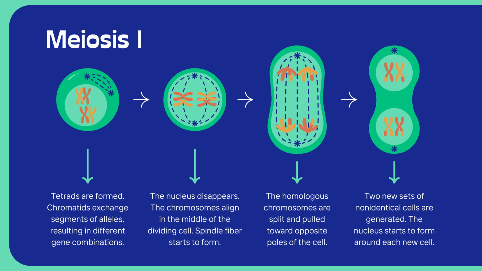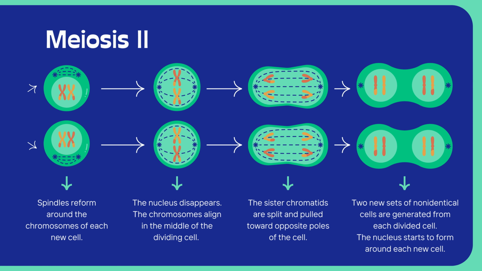Telophase 1. Chromosomes arrive at the opposite poles of the cell, and cytokinesis occurs, resulting in the formation of two daughter cells, each with half the number of chromosomes as the parent cell. Each chromosome still consists of two sister chromatids. Meiosis 2. Prophase 2. Nuclear envelopes dissolve, and spindle fibers begin to form in each of the two daughter cells.